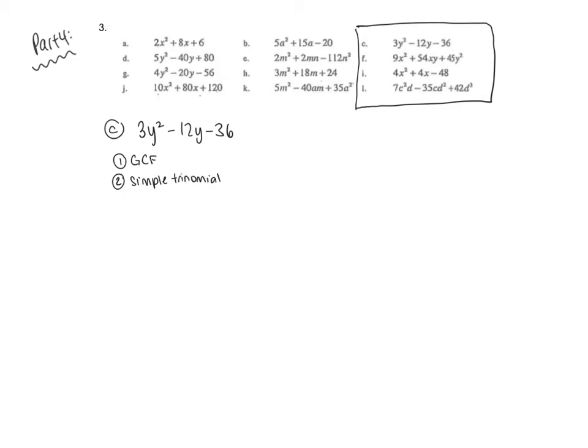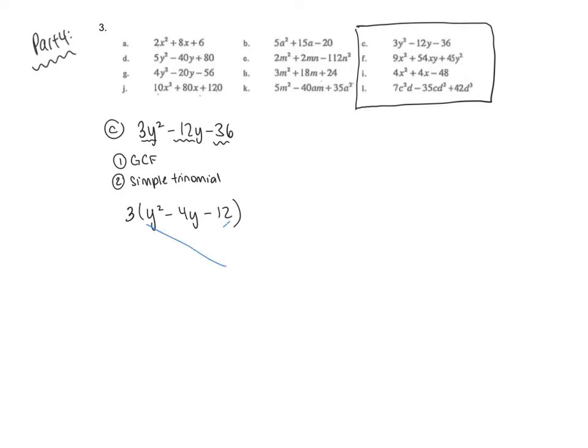So I can see all three of these terms are divisible by 3. So I'm going to factor out a 3. And what I'm left with is y squared minus 4y minus 12. Okay, and now inside, this is a simple trinomial that I'm going to factor.